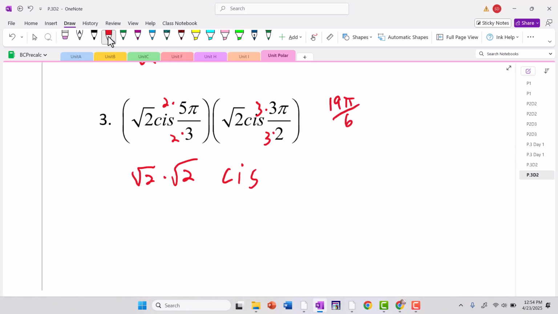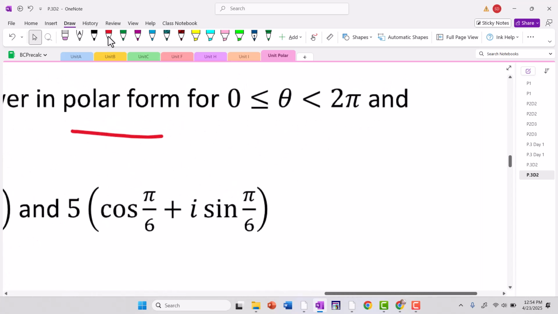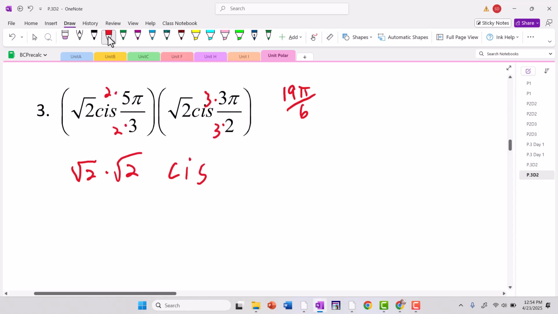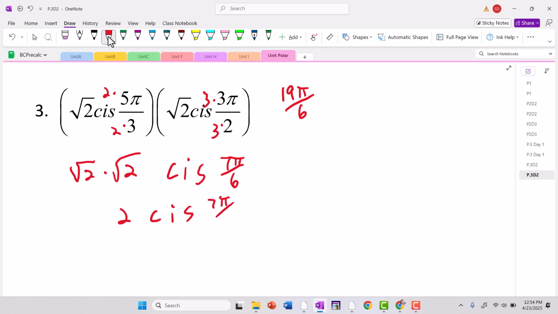Look at the directions. The directions say the angle measure should be what? 0 and 2 pi. So I got to subtract the 12 pi over 6 out of that. If I subtract the 12 pi over 6, this just lands at 7 pi over 6. Root 2 times root 2 is 2. So it's 2 cis 7 pi over 6. So that is one of the valid answers.